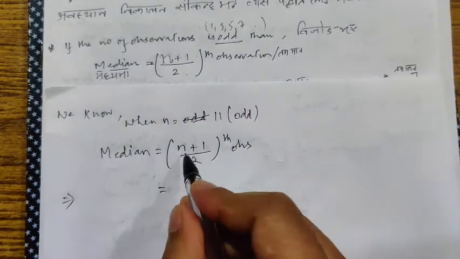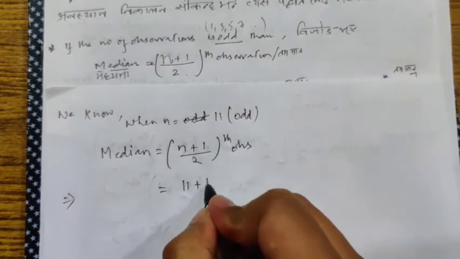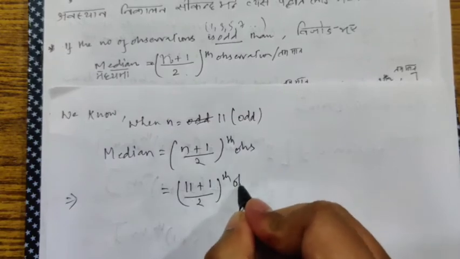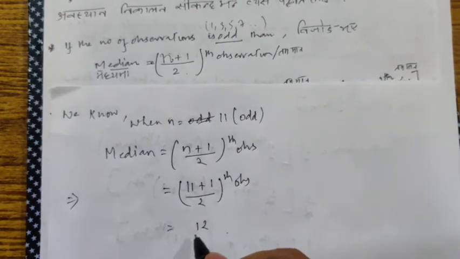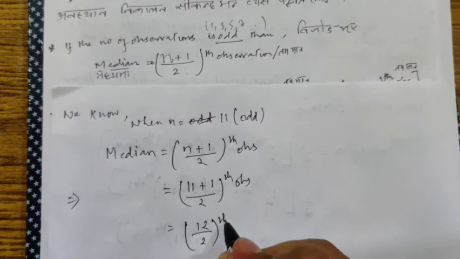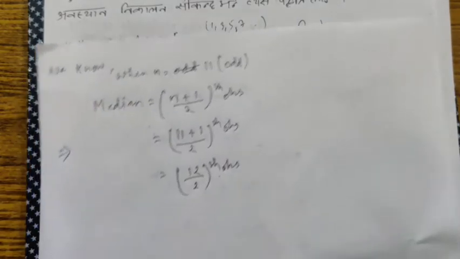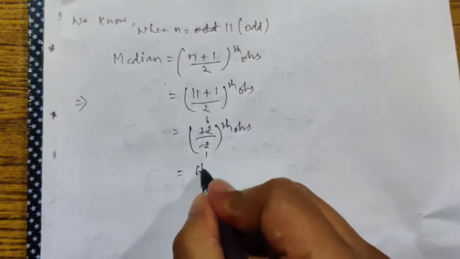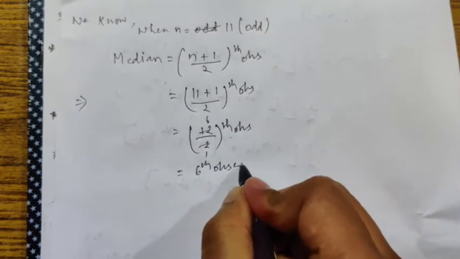You can put the implies out here. So your n is (11 plus 1) by 2, 8th observation, which means 12 by 2. Please don't forget to write 8th observation. That will give a clear idea. 2 into 6 times, so the 6th observation is your answer.